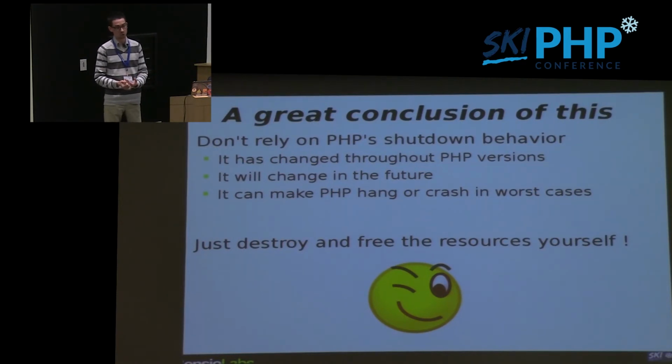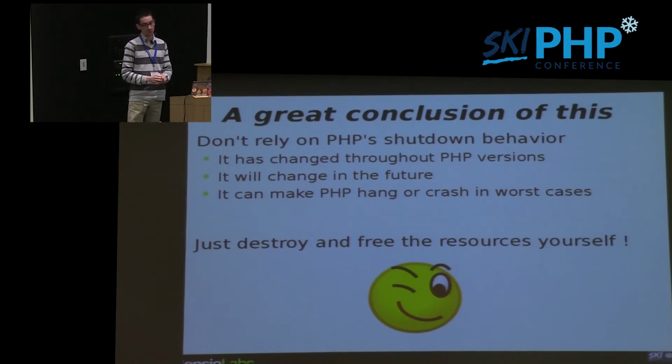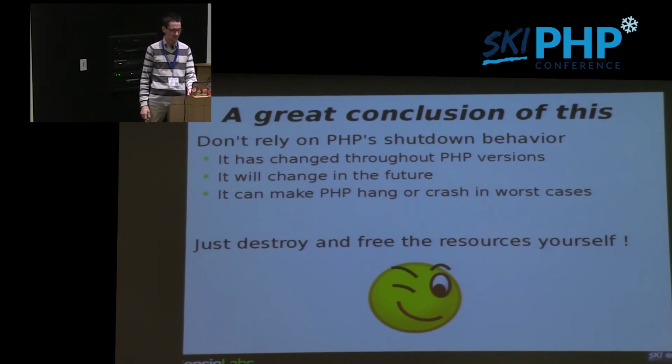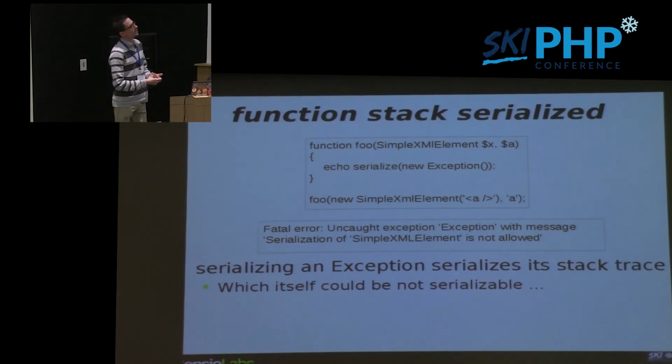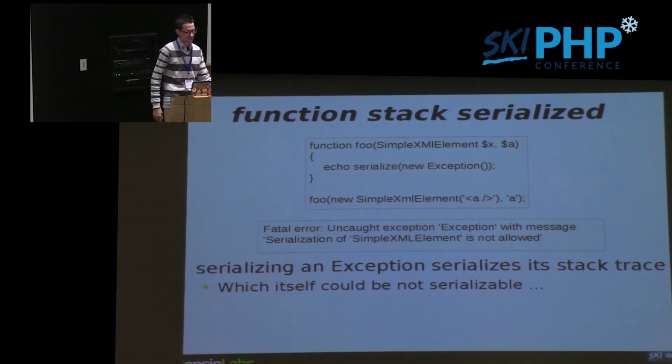So don't use objects as callbacks of error handlers, of output buffering handlers, and things like that, because when those handlers are used, the destructors and the object store have already been marked as destroyed, and you can do things which are just bad for PHP. So just free the resources yourself. Next trick, the function stacks which get serialized. This is quite tricky as well.